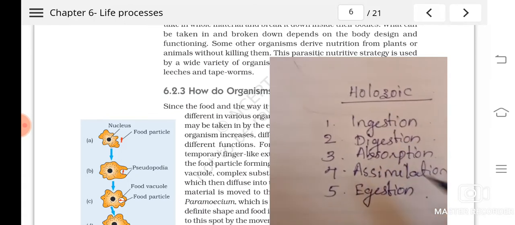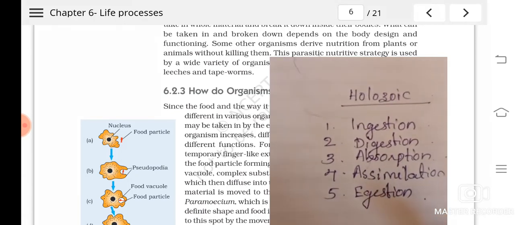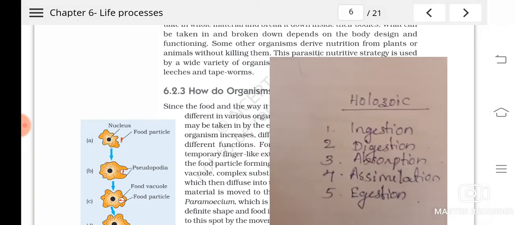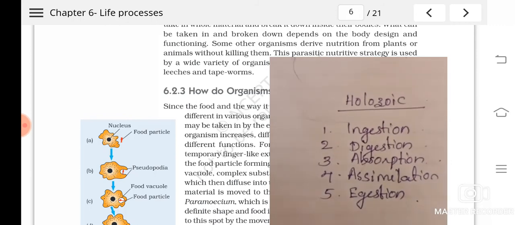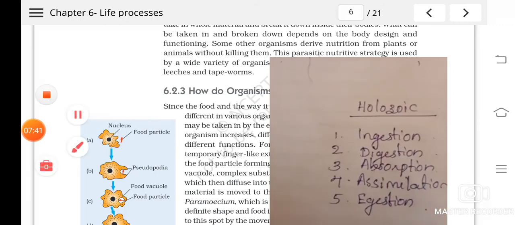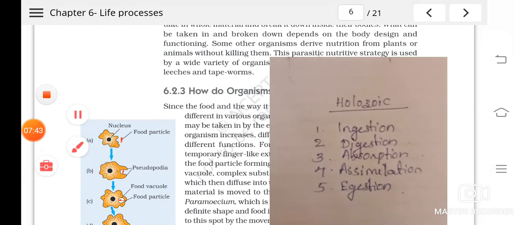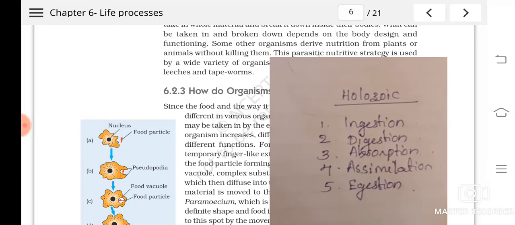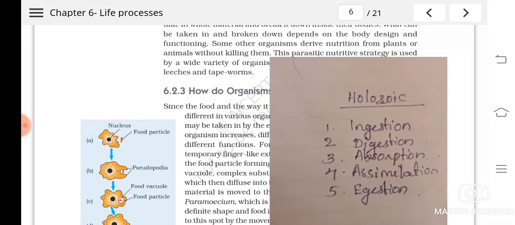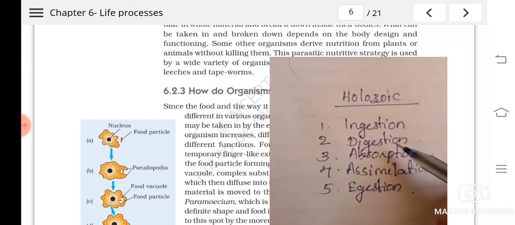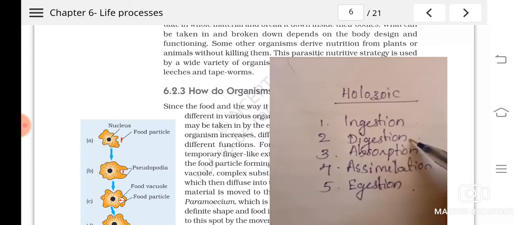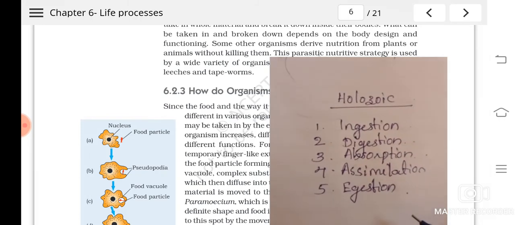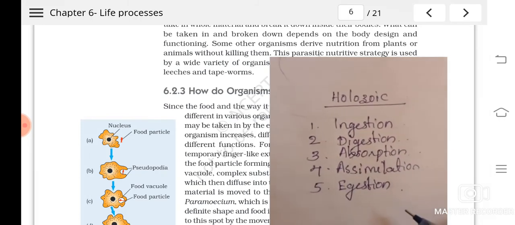For example, starch, cellulose. Cellulose we cannot digest, and other materials like starch or sucrose, we cannot absorb them directly. Understood? So this material first should be converted into smaller materials. So this process is called what? Digestion. The process of conversion of complex food materials into simpler forms like glucose, fructose, etc.